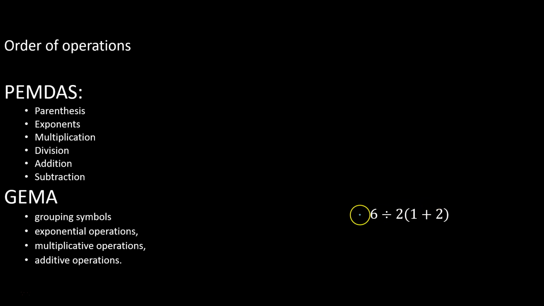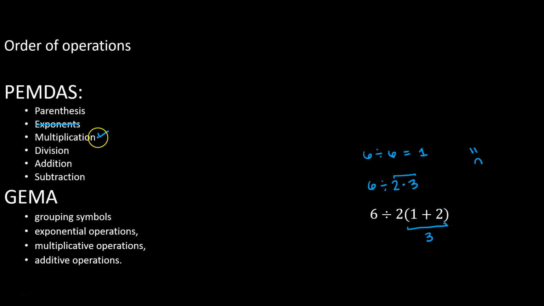So if we look at our expression here, we say, oh, parentheses first. Okay, 1 plus 2, that simplifies to 3. So we have 6 divided by 2 times 3. Then we read our PEMDAS operations. There's no exponents. There is multiplication. Let's go ahead and do that. 2 times 3 is 6. So we have 6 divided by 6 now. And then after multiplication is done, we move on to division. 6 divided by 6 is 1. But guess what? That is wrong.